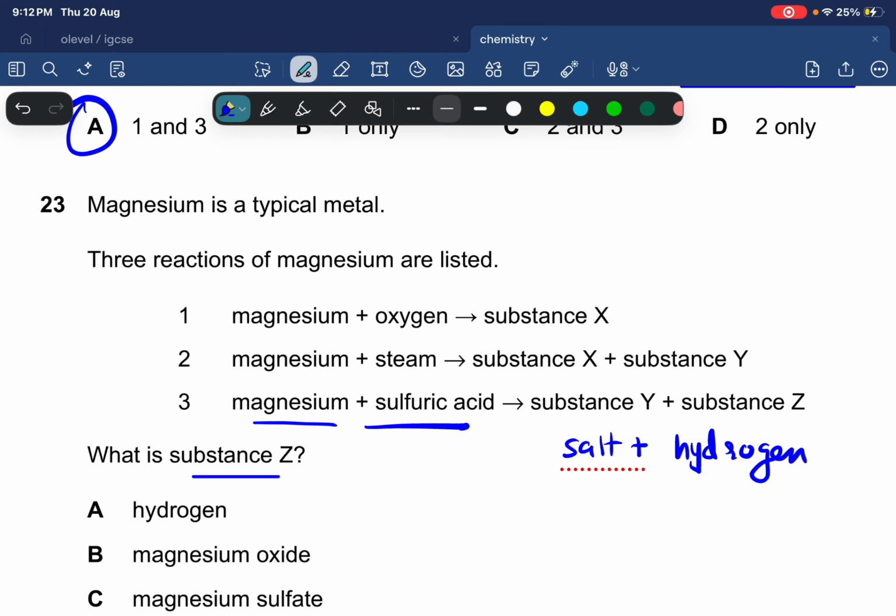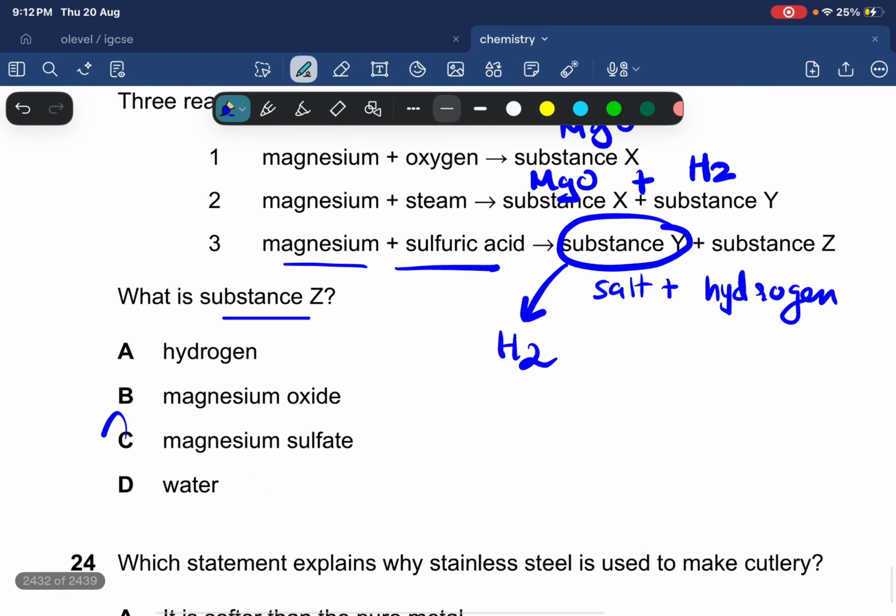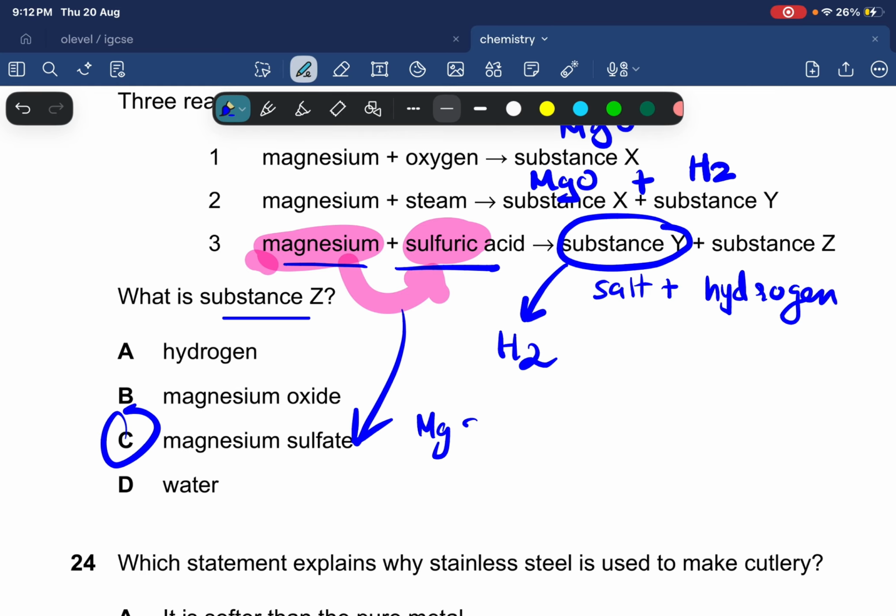Magnesium plus oxygen is going to be MgO, right? Magnesium oxide. And when you add water to magnesium, you're going to form hydrogen gas. So substance Y is hydrogen. If substance Y is hydrogen, that means substance Z is going to be a salt, and that's going to be magnesium sulfate, because you have magnesium and sulfuric acid. So that's going to make you magnesium sulfate, MgSO4.